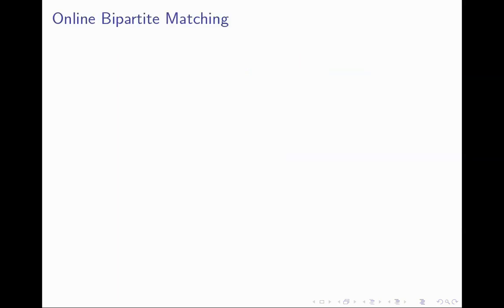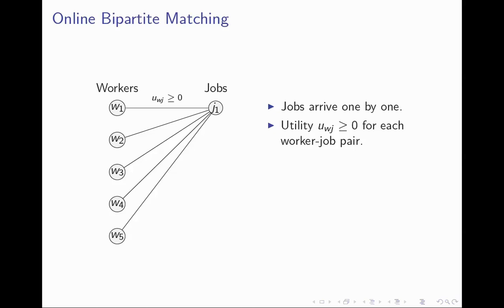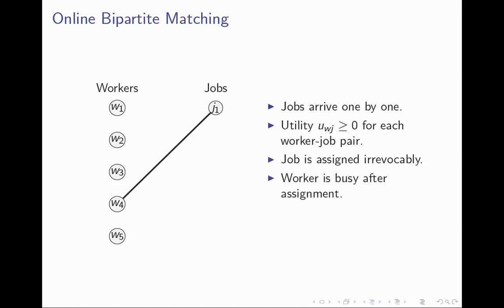First of all, what is the online bipartite matching problem? In the online bipartite matching problem, we have a set of workers, and at each time step, a job is going to arrive. When that job arrives, we will see a set of utilities for assigning that job to each of the workers. We need to make a decision before the next job arrives. We're going to assign that job to one of the workers. That job is assigned irrevocably, and the worker is busy after assignment for the remainder of the problem.